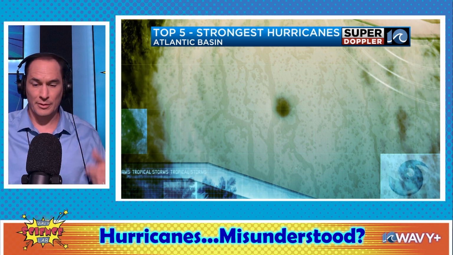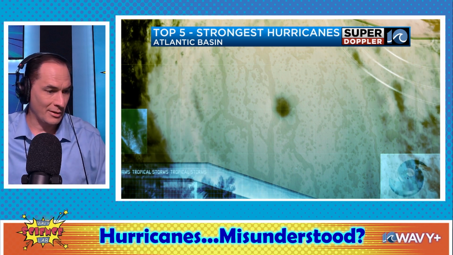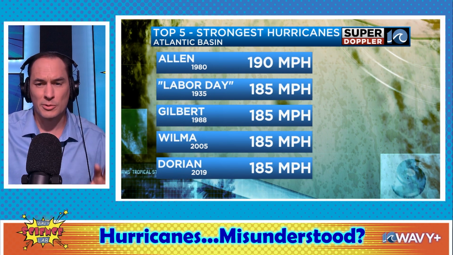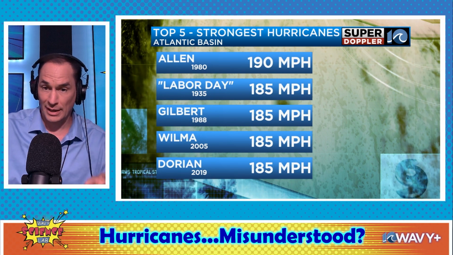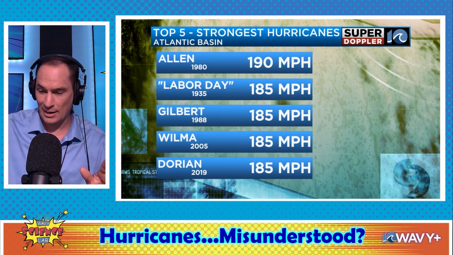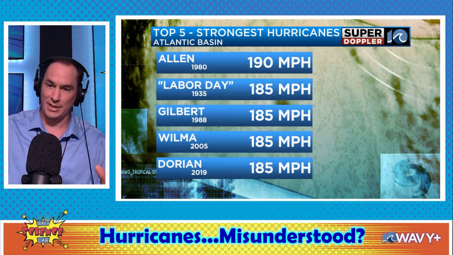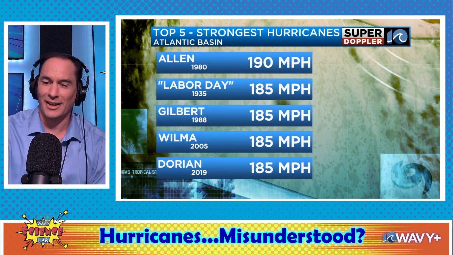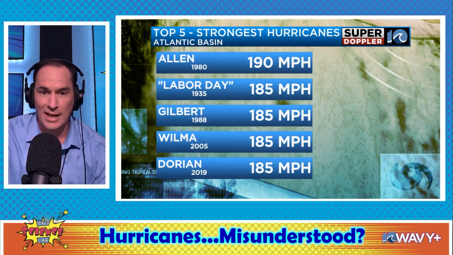And first off, we're going to start by talking about the top 5 strongest hurricanes in terms of wind. So 190 mile an hour winds. Hurricane Allen, 1980. I mean, think about that. Almost 200 miles an hour. I mean, NASCAR drivers drive almost that fast, or they probably do drive that fast in some cases, right? Even faster than that. But still, it's that fast.